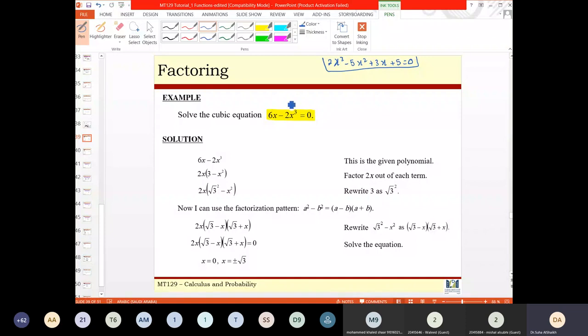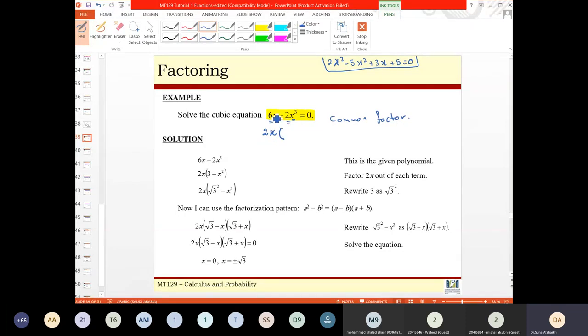Okay, but in case the equation looks like this, where I have x cubed and I have only x, it's very easy to be solved. How do we do this? We do this by taking a common factor. From here I have 6 and here I have 2. The common between 6 and 2 is 2. Here I have x and here I have x cubed. The common between x and x cubed is x. So I can take 2x as a common factor and I open a bracket.